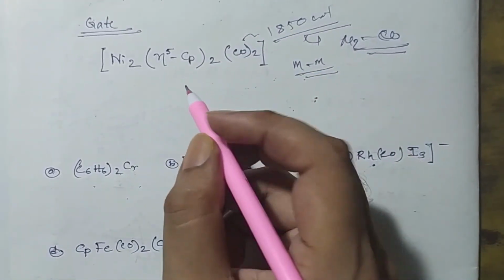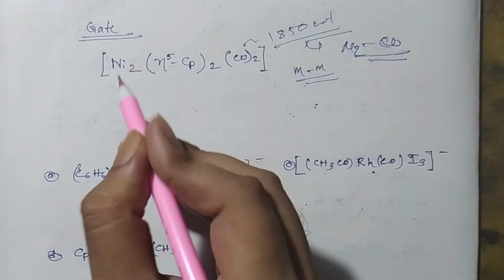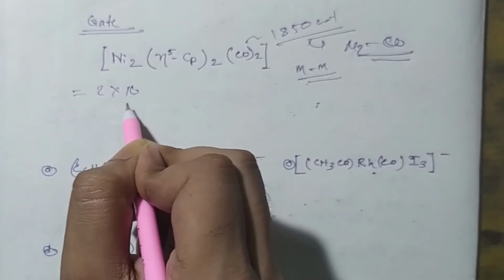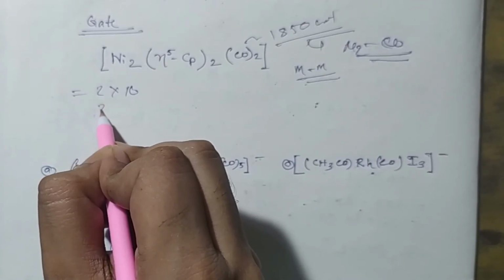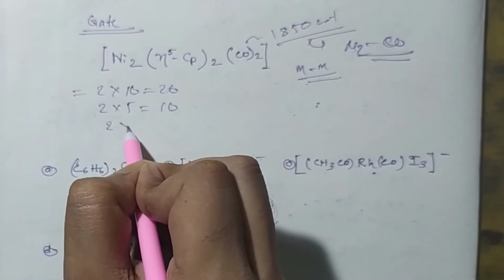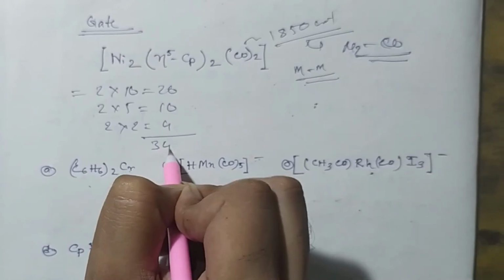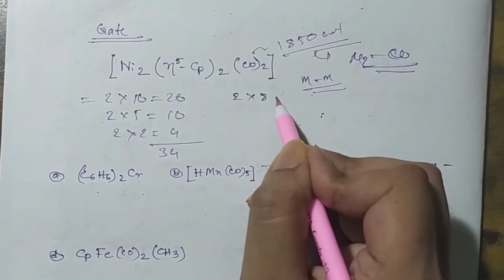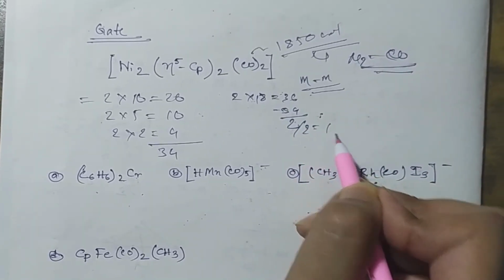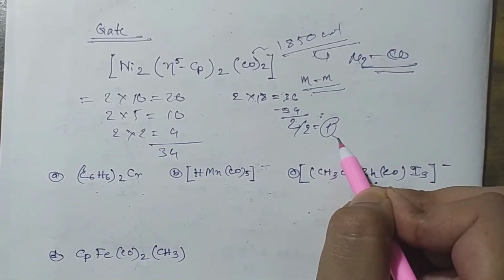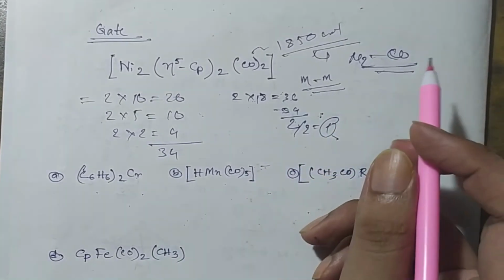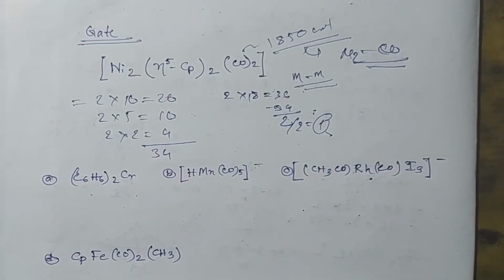Now we count the total electrons. For 2 nickel there is 2 into 10. For 2 cyclopentadiene ligands, there is 2 into 5, that is 10. For 2 carbonyls, 2 into 2, that is 4, so we get 34. For 2 metal ions, there is 2 into 18, we get 36, which is subtracted by 34, so we get 2 by 2, that is 1. So if you remember, there is 1 Ni-Ni bond, and there are 2 bridged carbonyls. It was asked in GATE 2007 probably.